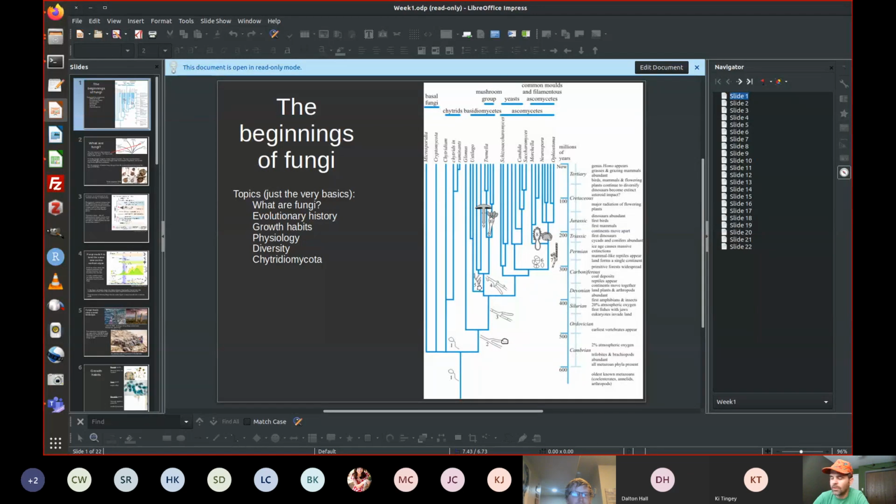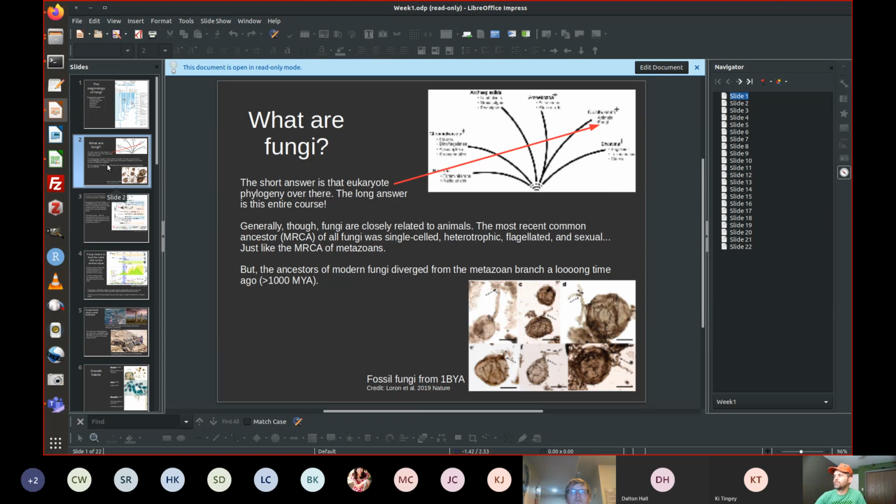Here we see the evolution of multicellularity in fungi, labeled number 2. Okay, and so that's our zygomycetes and things, and then we've got our fungi that we call mushrooms, the basidiomycetes. But what we're really talking about right now is this early diverging section.